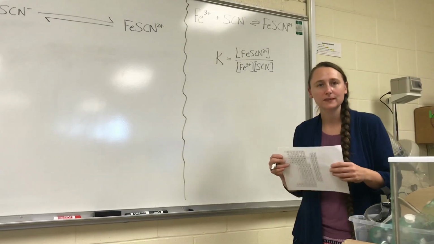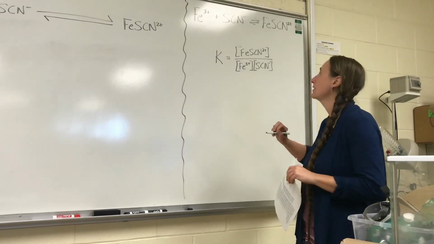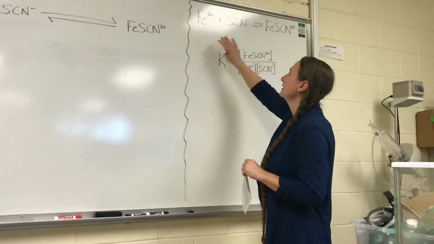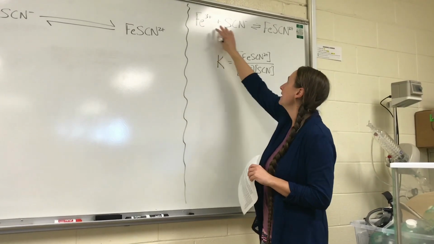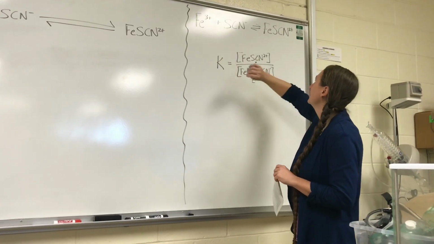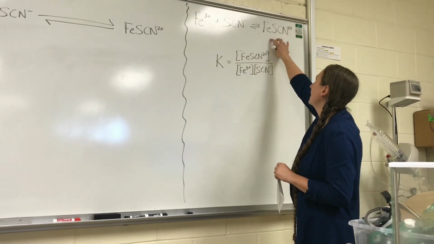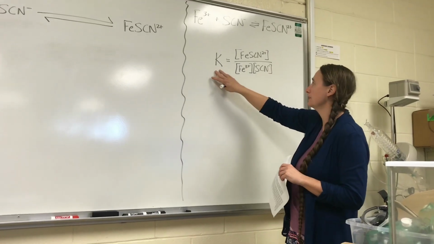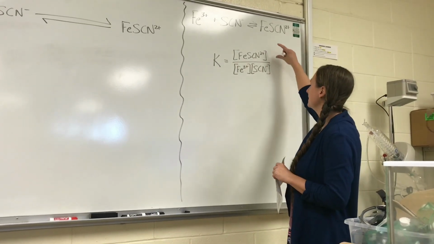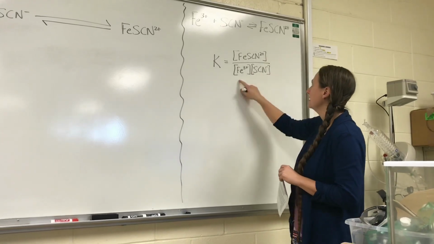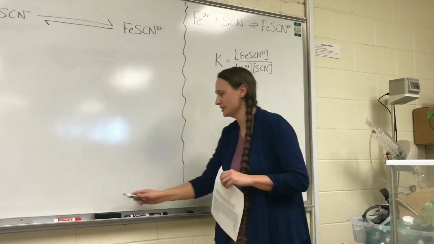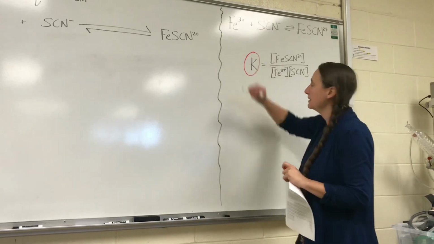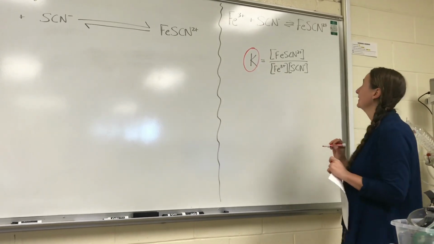The spectrophotometric determination of an equilibrium constant. Here is the equilibrium reaction that we are working with. It is iron 3+ with thiocyanate combining to form an iron thiocyanate complex. And the equilibrium constant expression is the product concentration over the two reactant concentrations. So in this experiment, we are trying to determine that value of K.